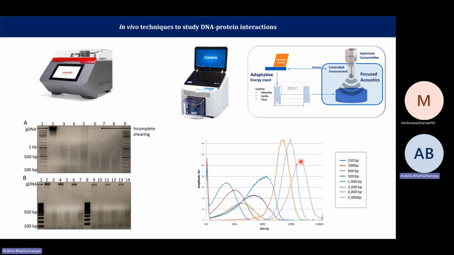Next, you can see this is what the output from a Covaris instrument can look like. You will see the distribution of the lengths of these fragments from 150 base pair to 5000 base pair, and different lengths or stretches of these fragments post sonication. The difference can be noted here.